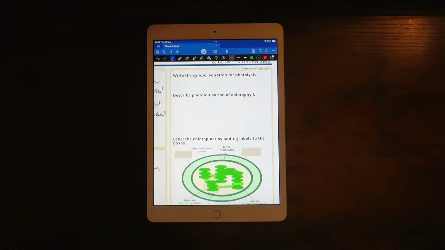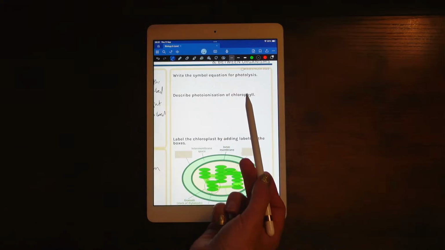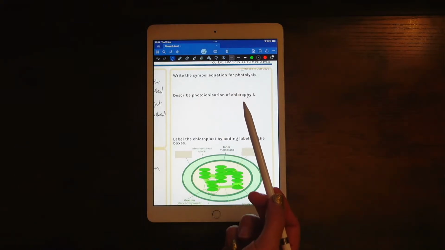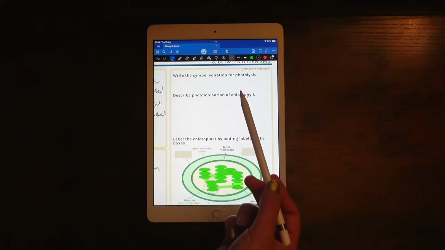So I can see Nord said light's absorbed and an electron is excited. So yeah, you definitely get 1 mark there for saying the electrons are excited. So the light energy is absorbed by the chlorophyll. There's normally a mark for emphasising the chlorophyll.